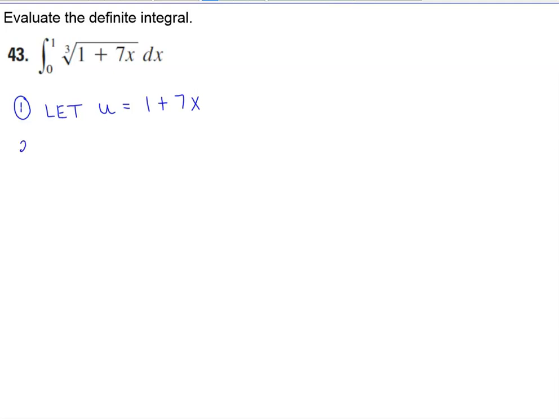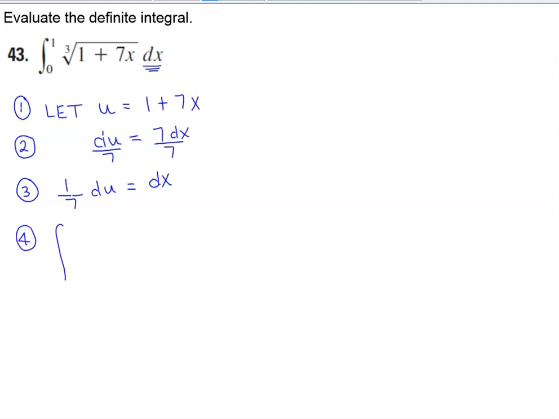And now we're going to take the derivative of both sides of that equation. So the derivative of the left side gives us du. The derivative of the right side is going to give us 7 dx. And since we want to substitute for dx only into the original problem, we're going to divide both sides by 7. So we have 1/7 du, which is equal to dx.